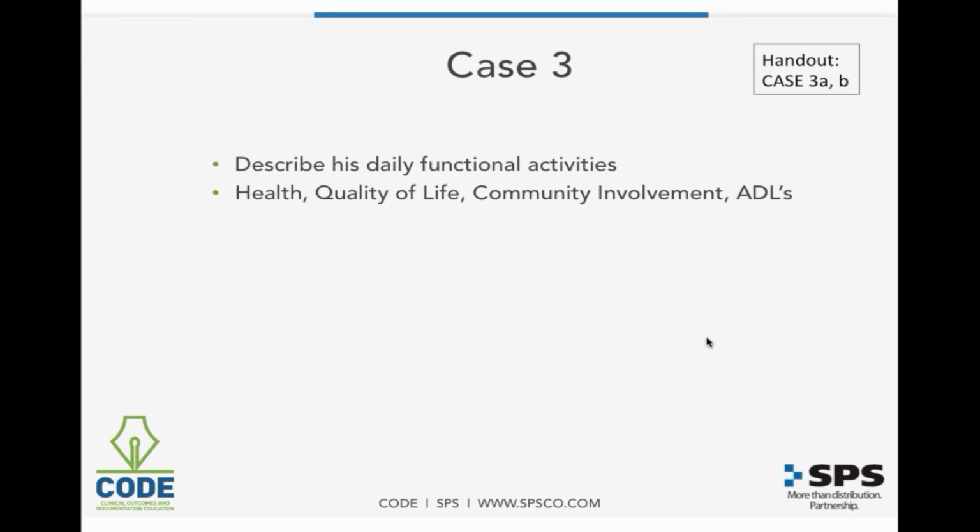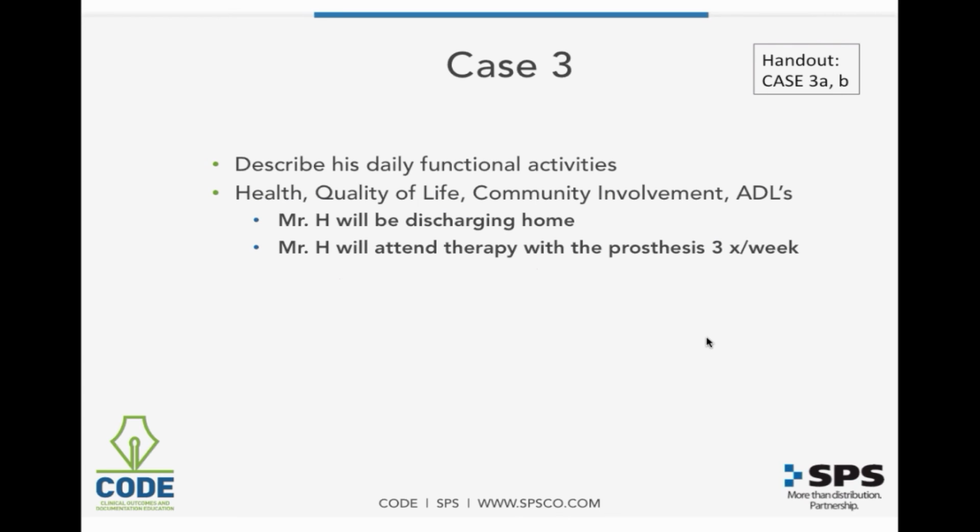So we're describing his daily functional activities. We're saying, look, he's going to get out and do this. He's going to get out and be active. And that's going to improve quality of life and what have you. He's going to discharge home. That was in the notes. He will attend therapy with the prosthesis. That was part of the plan that they had going forward in the notes.